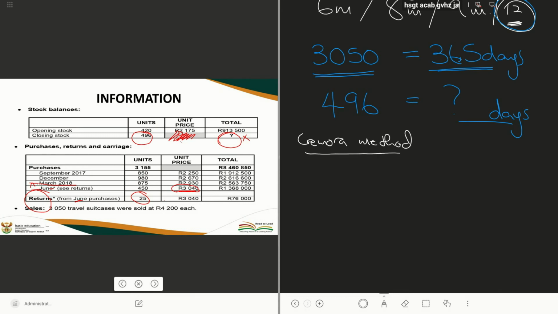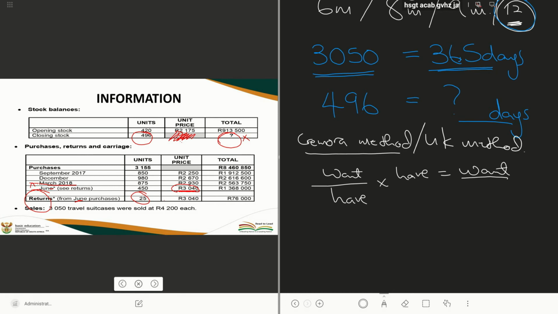The Cremora method is simple. You simply say what you want over what you have, multiplied by what you have, will give you what you want. I'll repeat: the Cremora method says what you want over what you have, multiplied by what you have, will give you what you want. So we call this the UK method.